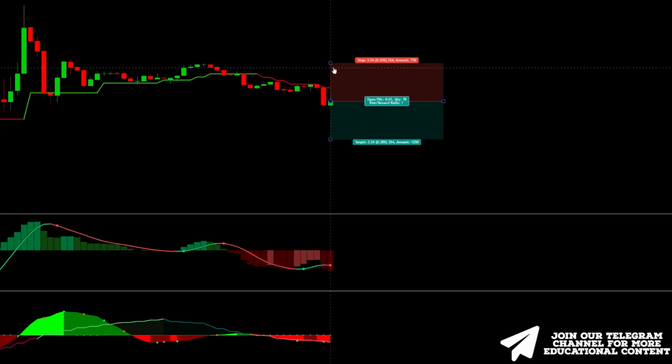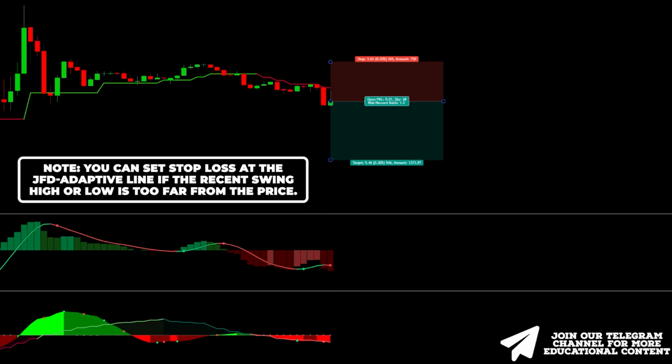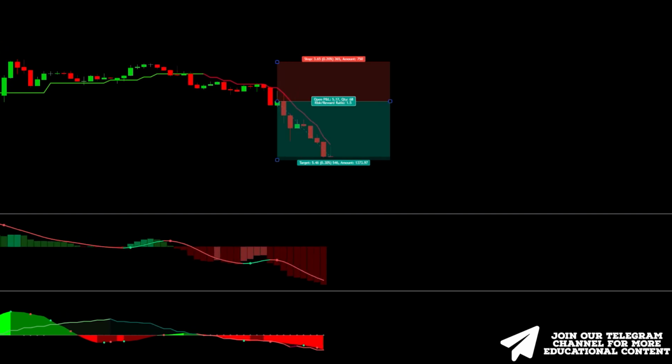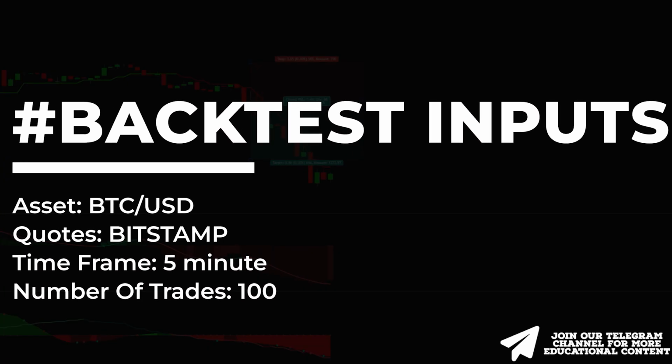So, we enter the trade here, with stop loss above the recent high and targeting 1.5 for 1 risk to reward. Also note that you can set stop loss at the JFD adaptive line if the recent swing high or low is too far from the price. Boom, take profit smashed. At the moment, let's test this buy sell signal strategy 100 times on the Bitcoin, a 5-minute time frame, and evaluate the findings.